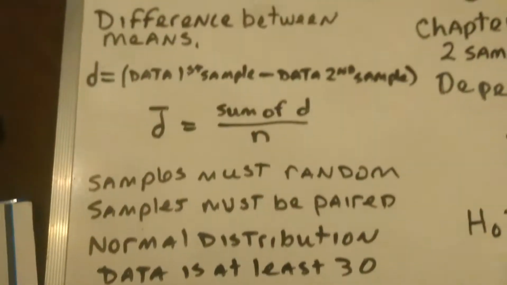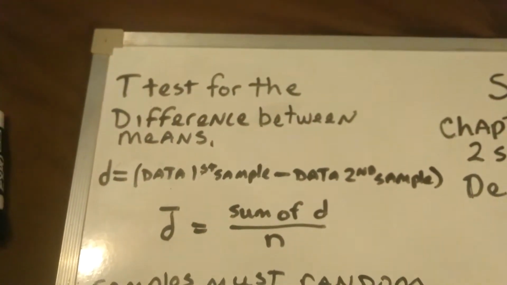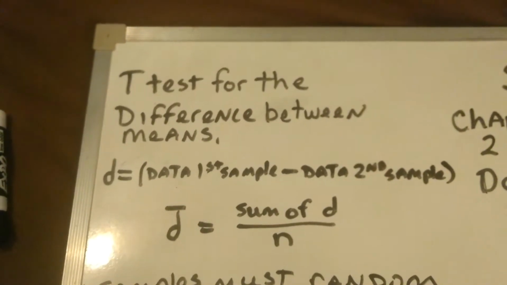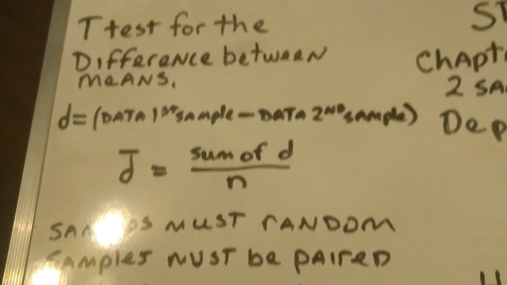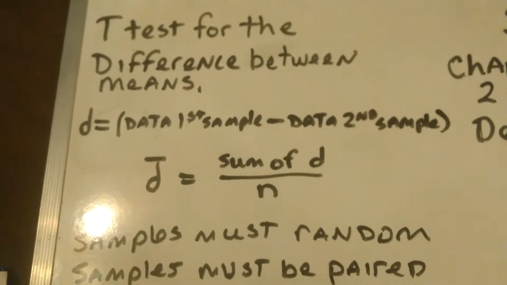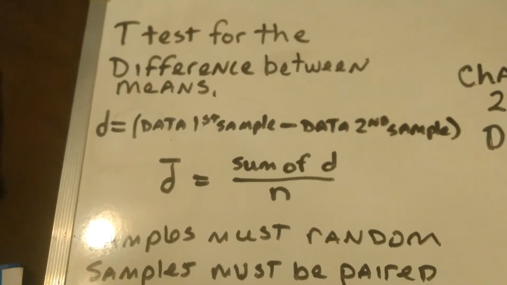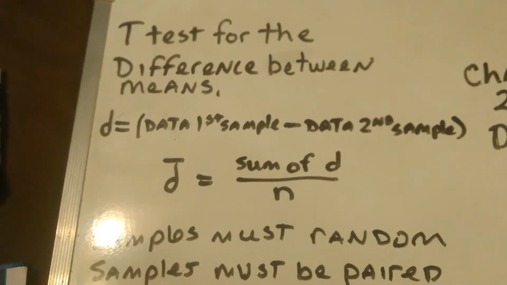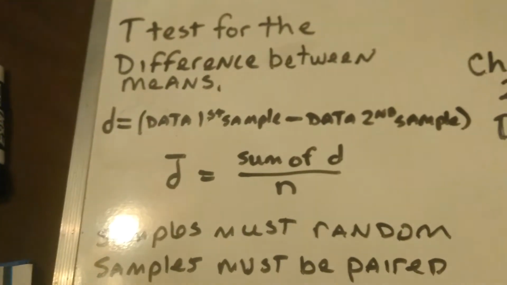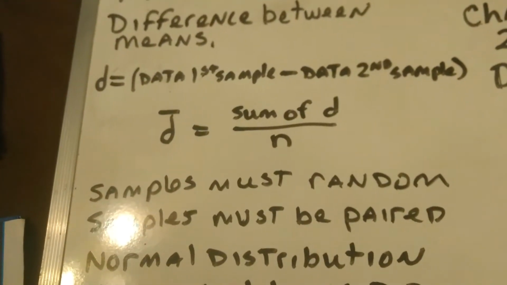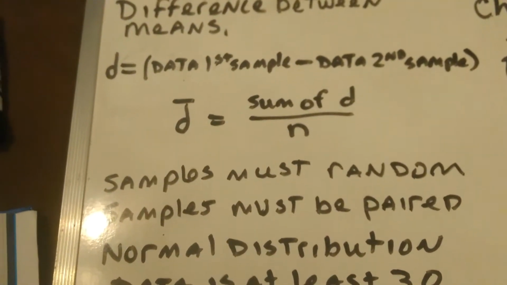So what happens here is this is really the t-test for the difference between means. This is really a before and after type of problem. First of all, a couple of formulas you need to understand is D, which is the difference, taking each data point from the first sample and subtracting its corresponding second data point from it. We have to do this for each data point. When we do that, we take the sum of our D's and divide by n. That gives us our difference mean.